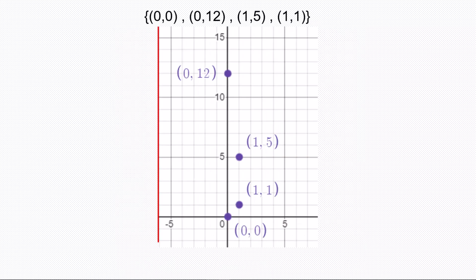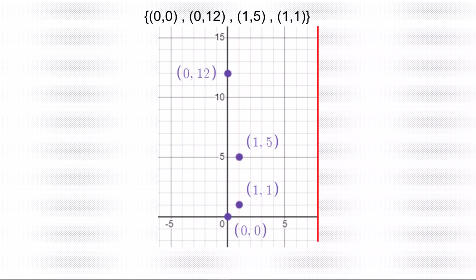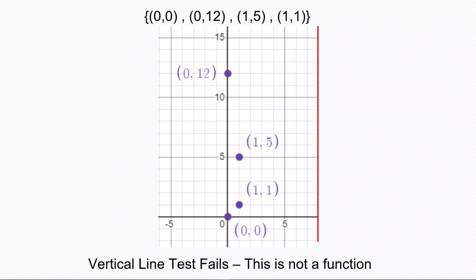In this set of related pairs of numbers, you can see duplicates in the x values, 2 zeros and 2 ones, and using the vertical line test on the corresponding graph, you immediately hit 2 points at the same time, not just once, but twice, on the 0 and on the 1 of the x-axis. This is clearly not a function.